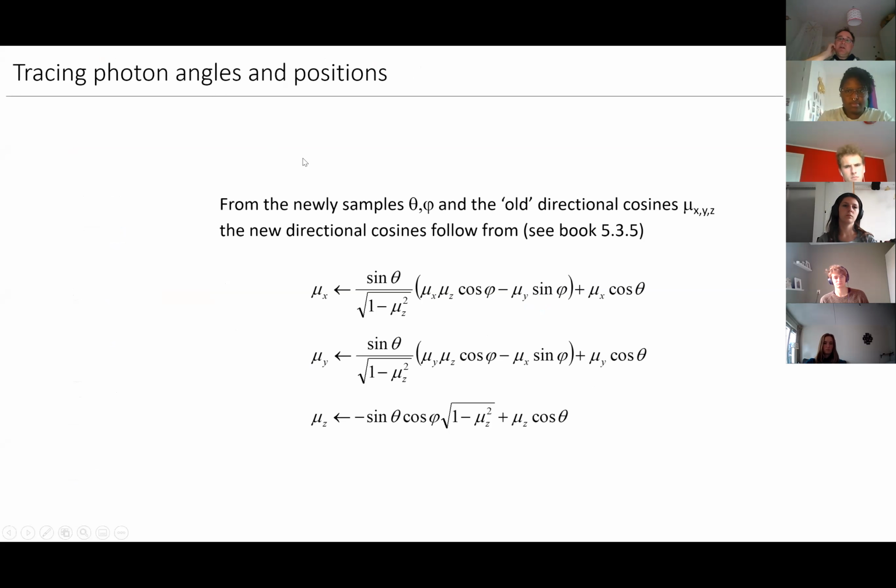Okay, so once you have these angles, theta and phi sampled, then you're ready to deflect the photon. That means you have to update its direction, which means you have to update these directional cosines with respect to the z-axis. As you can see, that is a nice exercise in geometry, but you can calculate the way the new direction relates to the old direction on this side, and the sampled scattering angles. So that is doable.